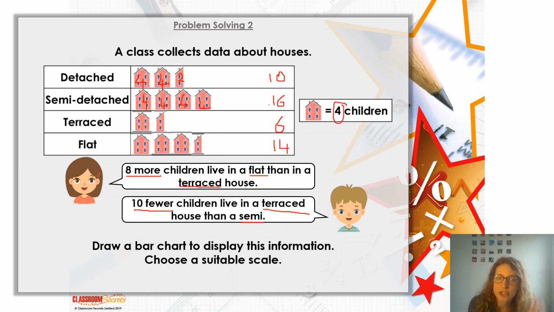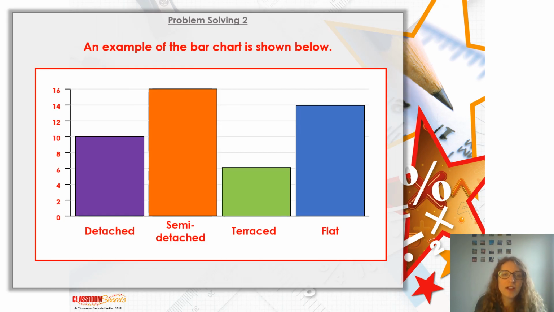Using that information, can you draw a bar graph, a bar chart, to show how many children live in each type of house? Okay, so pause, give it a go, and we'll look at how to do it together. Okay, so here is how we could do it. Doesn't matter if the colours are different, doesn't matter if you haven't coloured it in, and it doesn't matter if you've used a different scale either. I've chosen to go up in 2s because I knew that all of the sets of data were in the 2 times table, so I decided to go up in 2s because it works nicely.